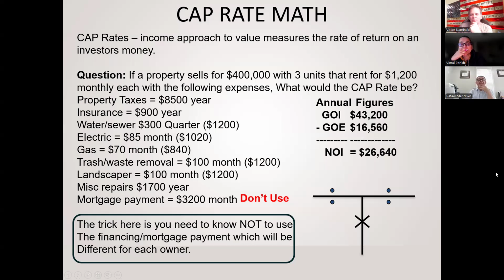So what numbers do we plug in where to figure out this T formula? 26,640 in the top. Okay, and then 400,000 in the left under. Okay, so 26,640 divided by 400,000.